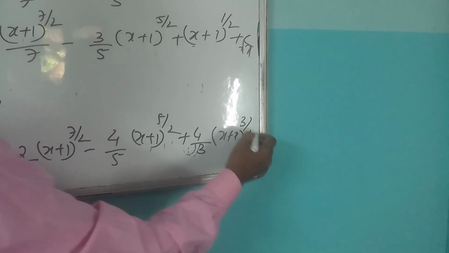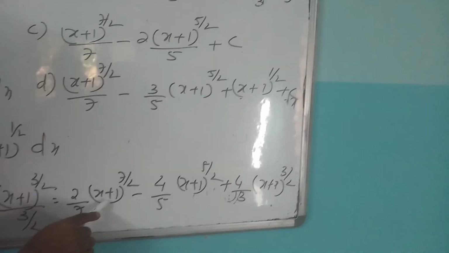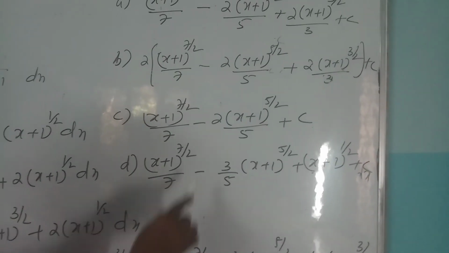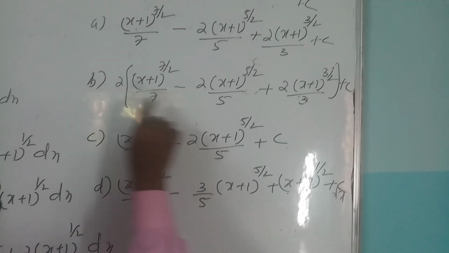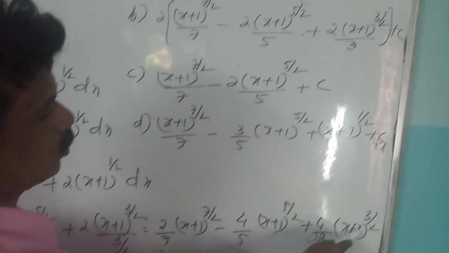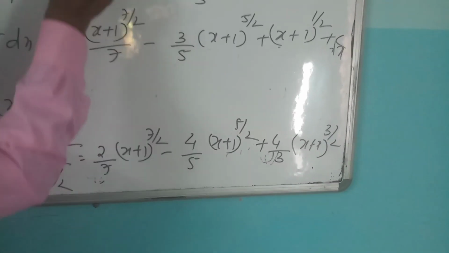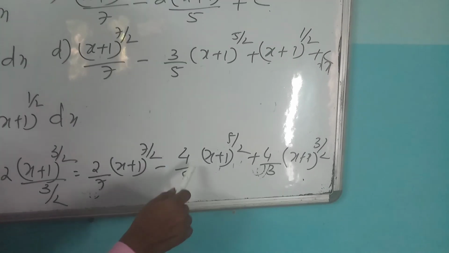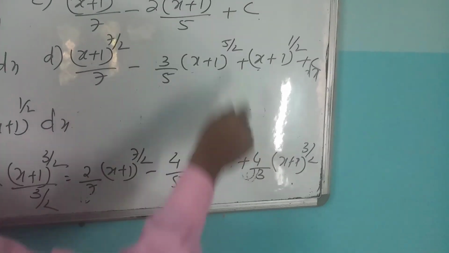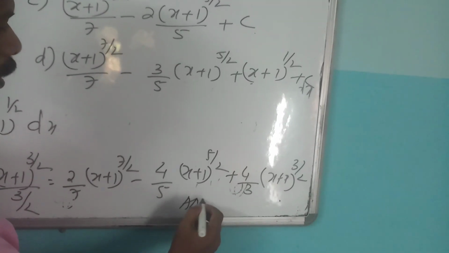Okay, then our answer is this. What's the choice? It is B. 2 into (x + 1) raised to 7/2 by 7, minus 2 into 4/5 (x + 1) raised to 5/2, plus 2 into 4/3 (x + 1) raised to 3/2. You can take this 2 as a common term outside, then the answer equals (x + 1) raised to 7/2 by 7, minus 2/5 (x + 1) raised to 5/2, plus 2/3 (x + 1) raised to 3/2, plus C. Answer is B.